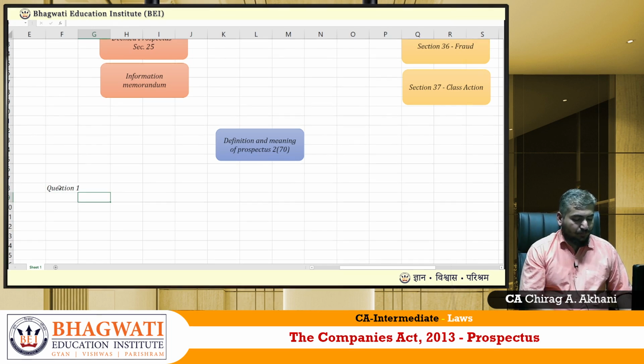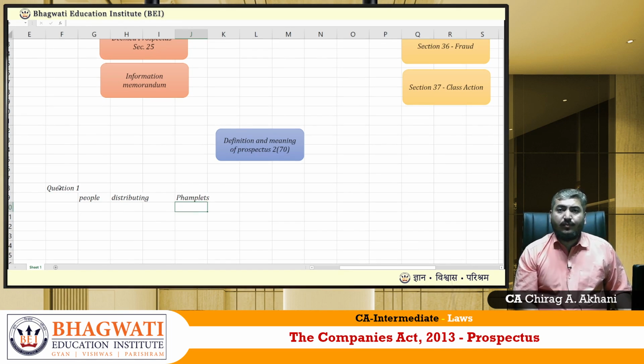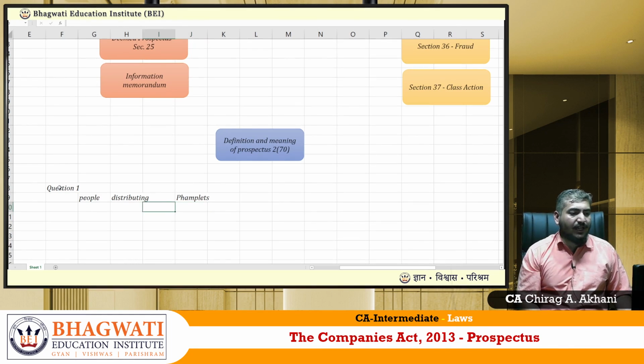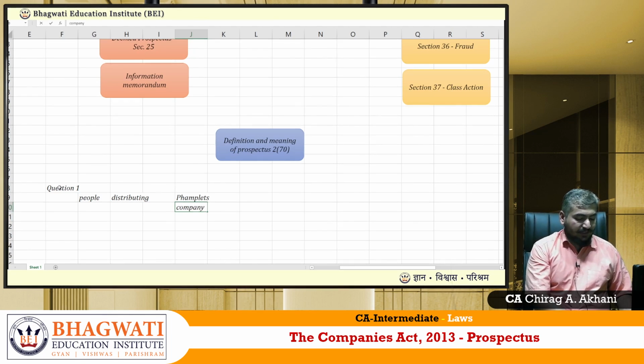there are few people who are distributing certain pamphlets. Now what is mentioned in the pamphlets? It was mentioned that a company has certain shares pending to be subscribed. Interested parties may apply for the same.